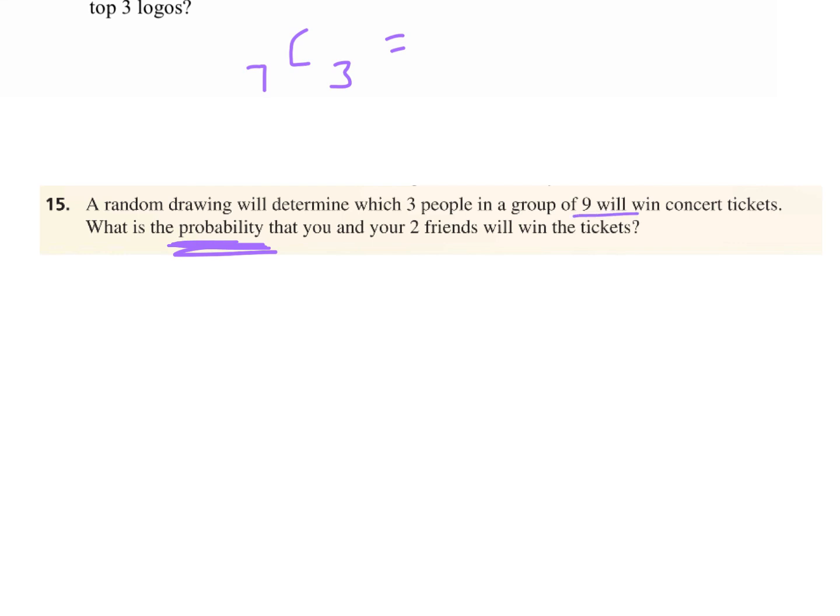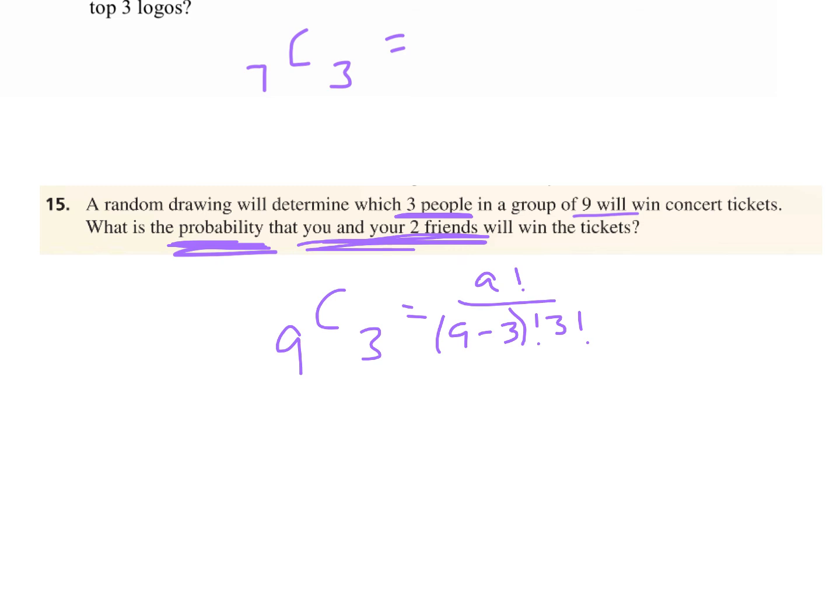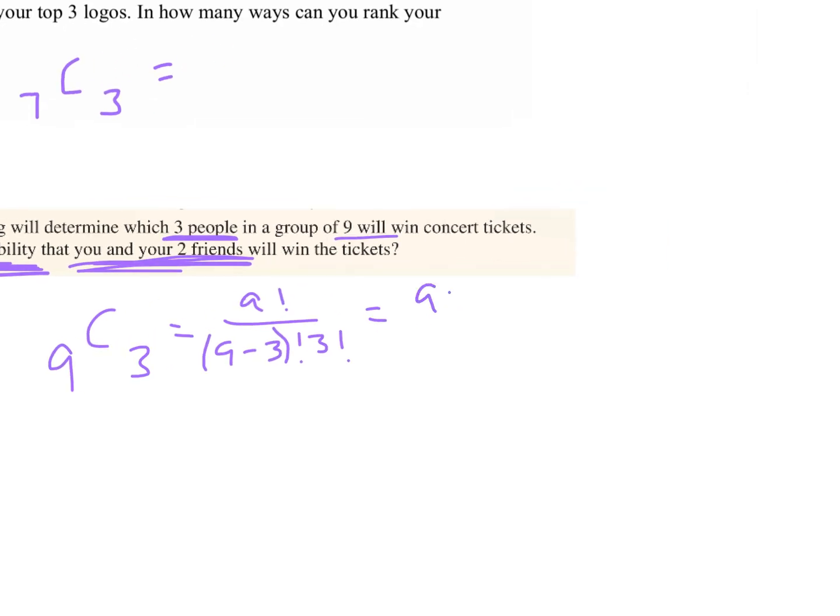So there's 9 people total, and we're choosing 3. Careful here because which 3 people in a group of 9, then it says you and your 2 friends, so some people will get confused and just think that you're picking 2, but it's you and 2 friends, so that's still 3 people. So you're 9 people total, only 3 are getting picked. So this would be 9 factorial over 9 minus 3 factorial times 3 factorial. So 9 factorial is 9 times 8 times 7 times 6. 9 minus 3 factorial is 6 factorial times 3 times 2 times 1.